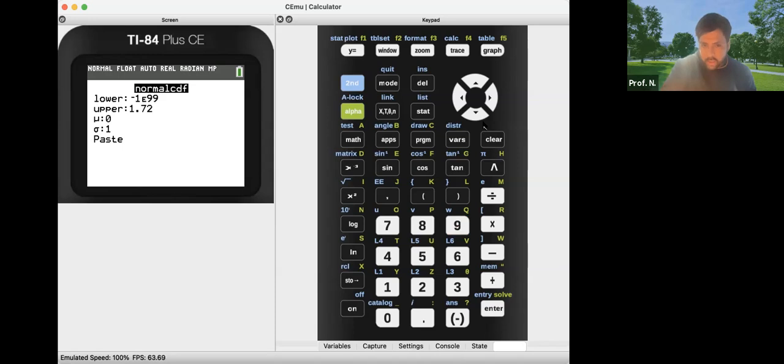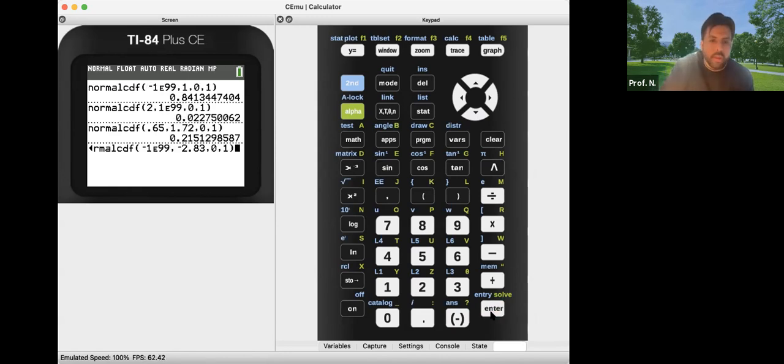So E99. And the upper bound will be negative 2.83. The mean is the same. The standard deviation is the same. Press enter. And look what I get. I get 0.0023274629. It's a bit more precise. A lot more precise than using the table.